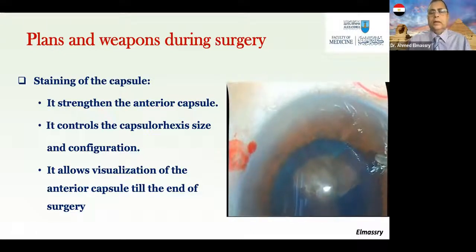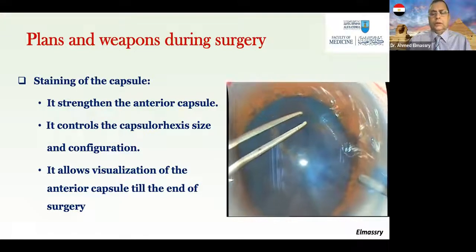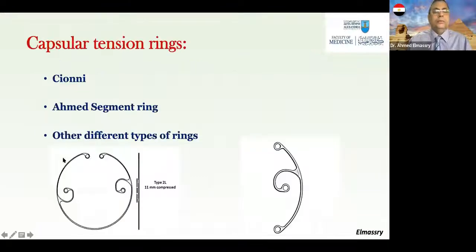In this staining, try to use capsular forceps or the microincisional capsular forceps. The microincisional capsular access forceps is a very good tool that can control the capsular access even in subluxated lenses with more than 270 degrees of zonular dehiscence. It gives more control, more accessibility, and more fine movement.